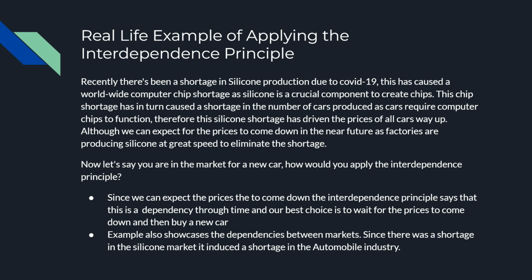Now, let's say you're in the market for a new car. How would you apply the interdependence principle? So, since we expect the prices to come down, the interdependence principle says that this is a dependency through time, and our best choice is to wait for the prices to come down and then buy a new car. This example also showcases the dependencies between markets. Since there is a shortage in the silicon market, it induces a shortage in the automobile industry.